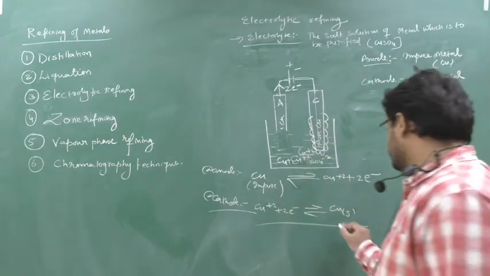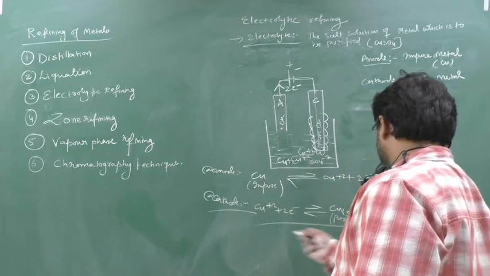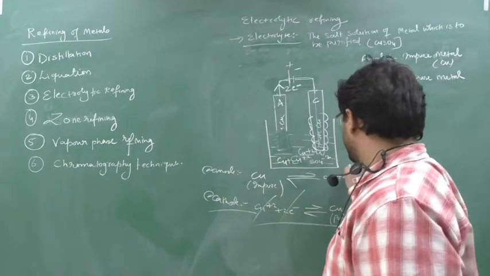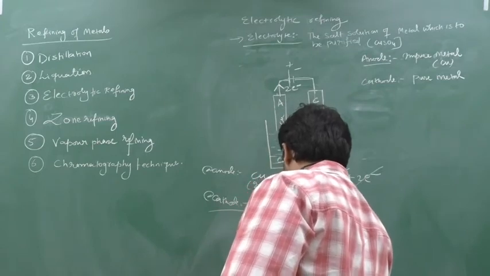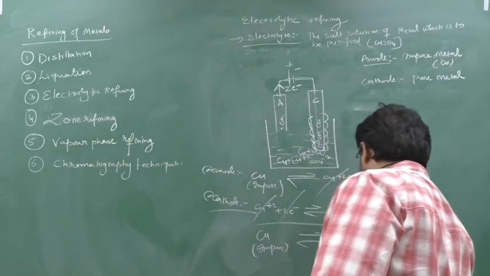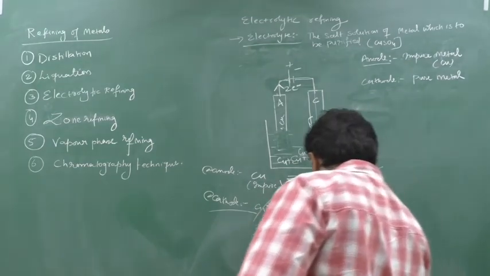So what will happen? I will get this pure. Clear? This 2 electron, Cu plus 2. So in this way, Cu which was impure has been converted into Cu solid pure. So I have done the purification.